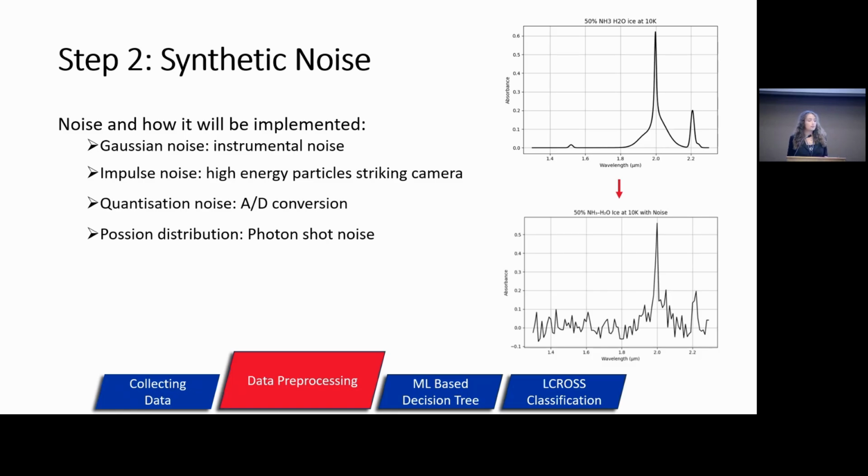Some of the examples of the noise that exists within the LCROSS data are instrumental noise, high energy particles striking the camera, the analog to digital conversion within the instrument, and photon shot noise, to name a few. Then, one more crucial step for machine learning is that garbage in equals garbage out. So I'm going to show you a couple examples of smoothing algorithms that I'm implementing on both the LCROSS data and the data I'm going to use to train the model with.